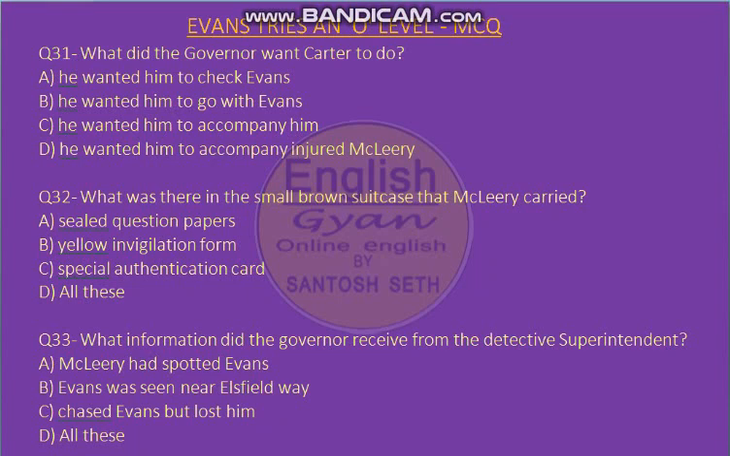A. sealed question papers. B. yellow invigilation form. C. special authentication card. D. all these. Question number 33. What information did the governor receive from the detective superintendent? A. McLeary had spotted Evans. B. Evans was seen near Elsfield Way. C. chased Evans but lost him. D. all these.